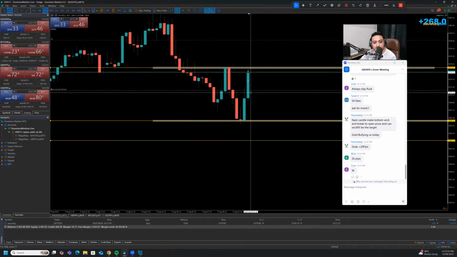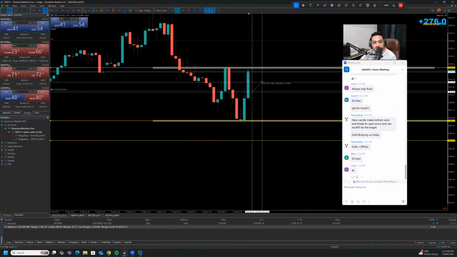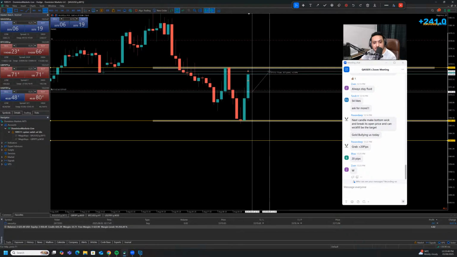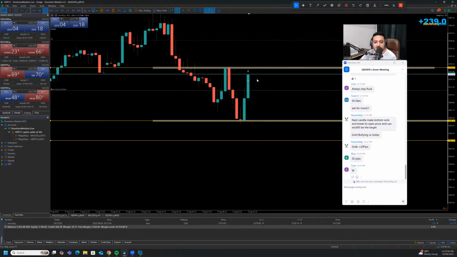See this one executed 60 pips, close 50%. 27 pips, close almost like 90%, bring our stop loss to break even. Now it's totally a free trade, I would say. Is it like a smooth one?